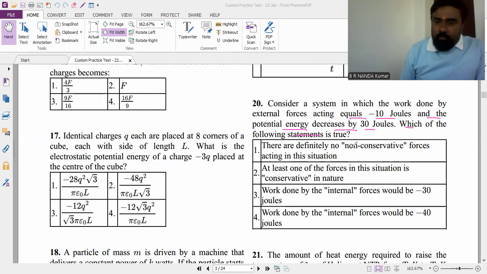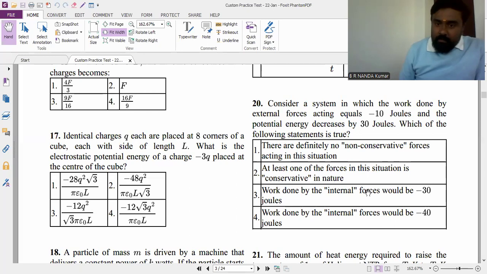There are definitely no non-conservative forces acting in this situation. So we cannot confirm that, so this is not correct. At least one of the forces in this situation has to be conservative, because potential energy has no meaning for non-conservative forces. So if potential energy exists, at least one conservative force must be there. So the right answer is the second option.